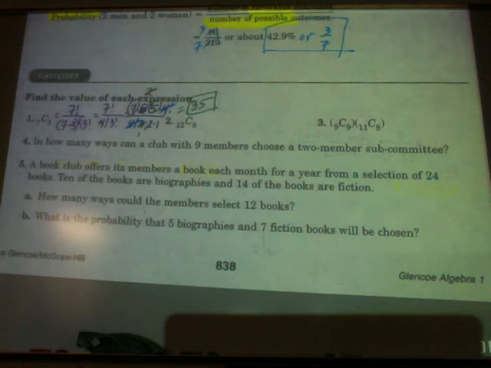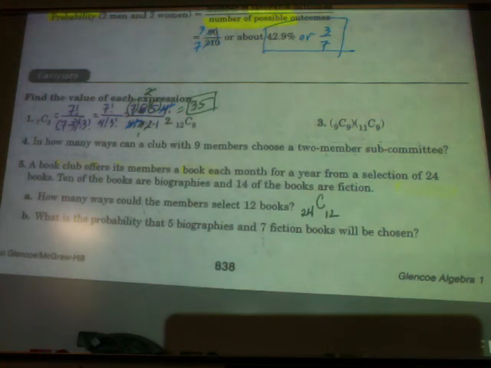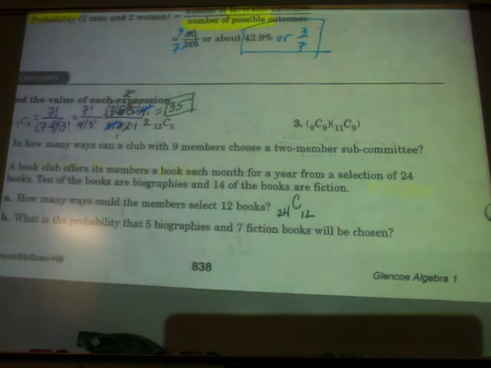Okay, so the first question is start with that one. How many ways could the members select 12 books? So set that combination up. Wouldn't that be your combination that you would write? Okay, so go ahead and figure that one out.